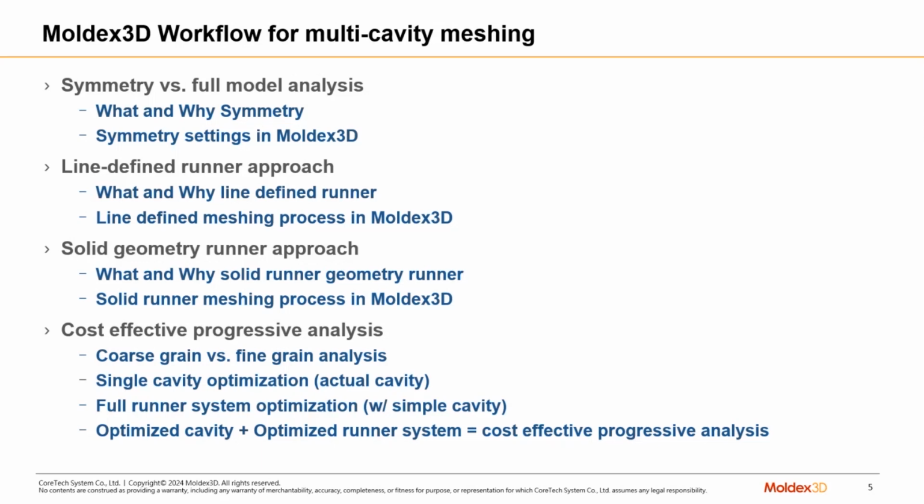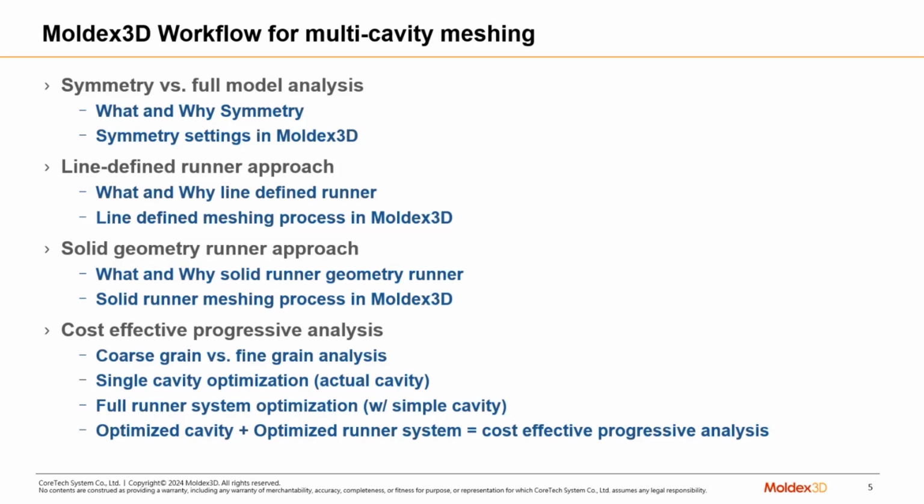What does full model analysis mean? Basically, let's say you have a mold, you bring it in and you run the simulation on the complete mold, considering all the cavities, the entire runner system, everything. That's called full model analysis. And what is symmetry? Symmetry is running a simulation on a part of the mold, but getting all the information you would get from running the full analysis. The benefit is you save so much time, energy, and resources, and get to the answer as fast as possible. So that's the benefit of symmetry.